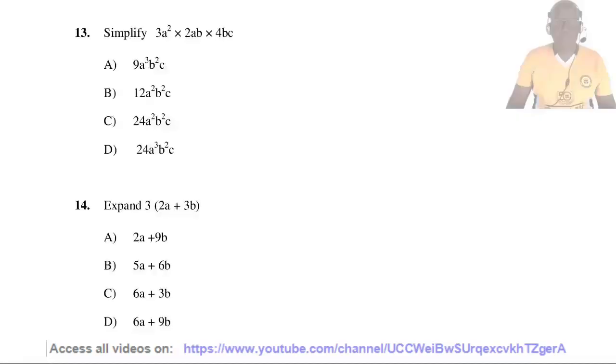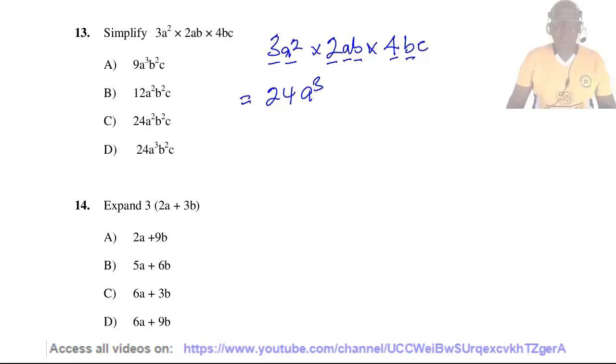Question 13. Simplify 3a squared times 2ab times 4bc. That is 3a squared times 2ab times 4bc. We shall first multiply the figures. 3 times 2 is 6 times 4, 24. a squared times a cubed. b times b squared. And then c. So the answer is D.